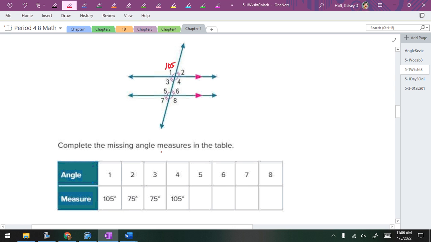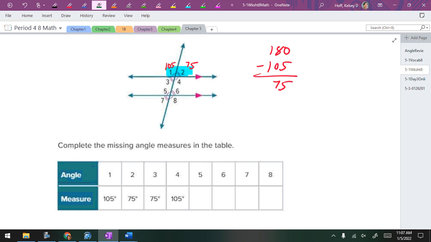Max? And what angle relationship do those two have? Very good. Supplementary angles form a line. They make 180 degrees. So he said if you took 180 minus 105, you'd end up with 75, and that would fill in blank number 2. Nicely done. Okay? So based off of those two, how am I going to find out 3 and 4? Since they're like opposites from each other, what are the name of those angles?